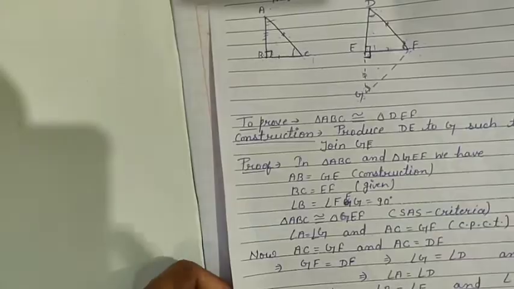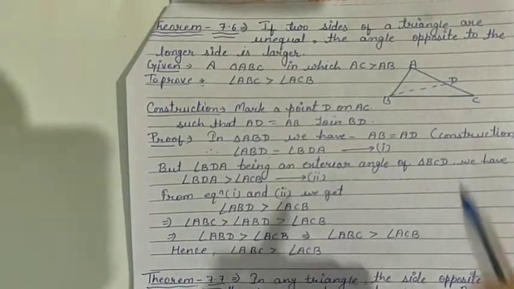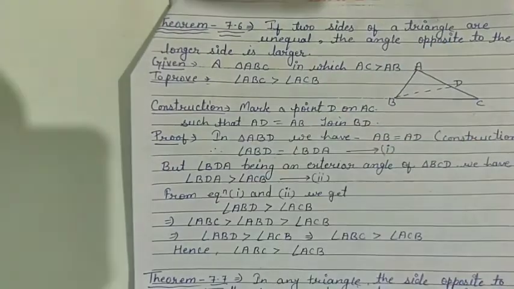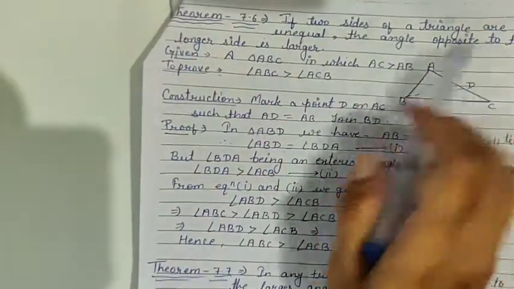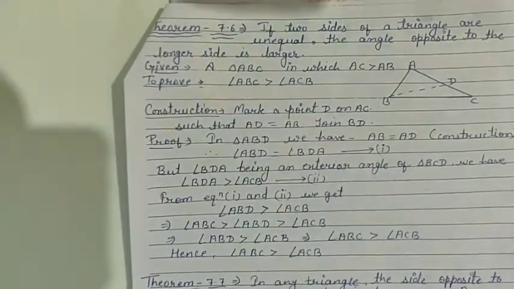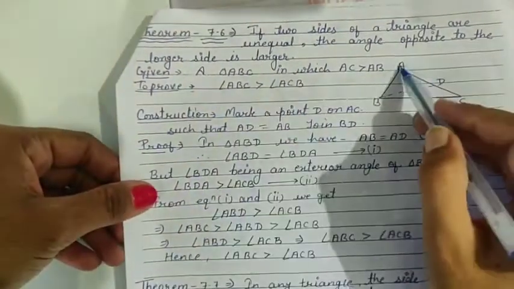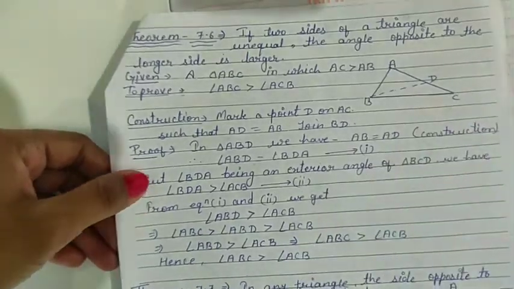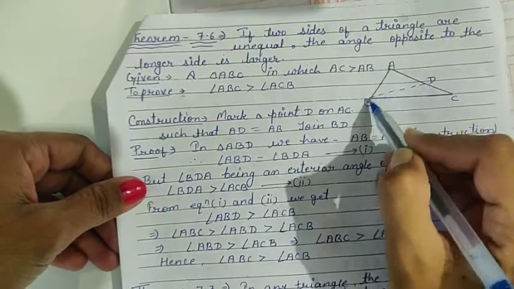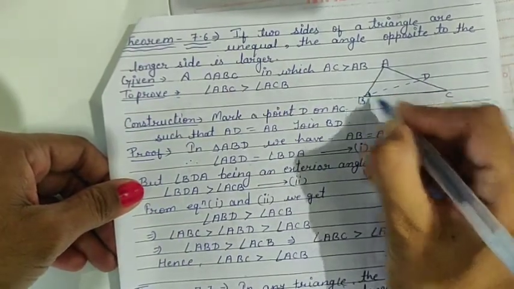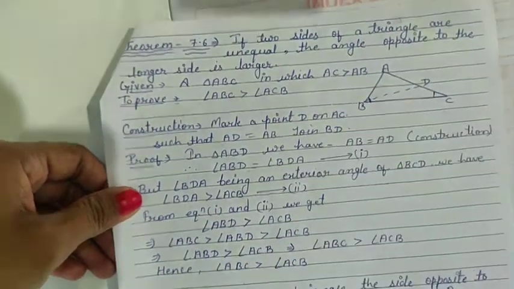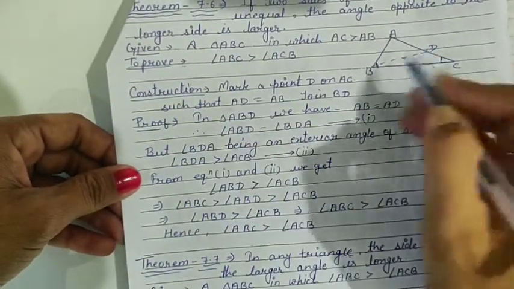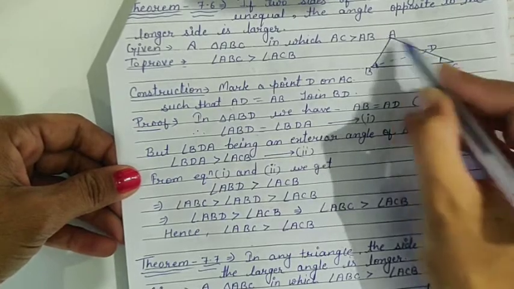Okay students, now theorem 7.6. If two sides of a triangle are unequal, the angle opposite to the larger side is larger. Given a triangle ABC in which AC is greater than AB, we have to prove that angle ABC is greater than angle ACB. Construction: mark a point D on AC such that AB equals AD.